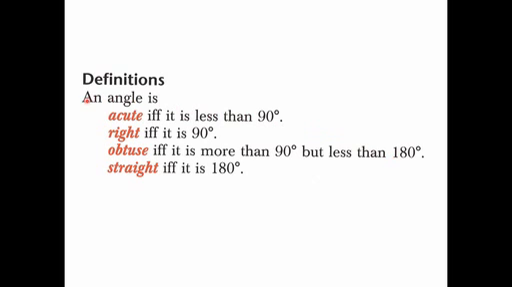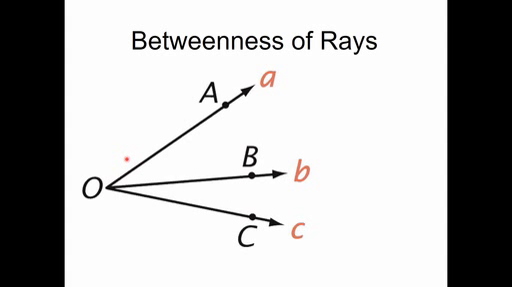Straight angle, if and only if it is 180. So realize they all start this way. An angle is, and then there are four choices there. Get those into your head. Now we need to define, how do we know if a ray is between two others? And if you make the connection between how do we know a point is between two others, this is going to be pretty easy for you. How do we know that ray OB is between ray OA and ray OC?